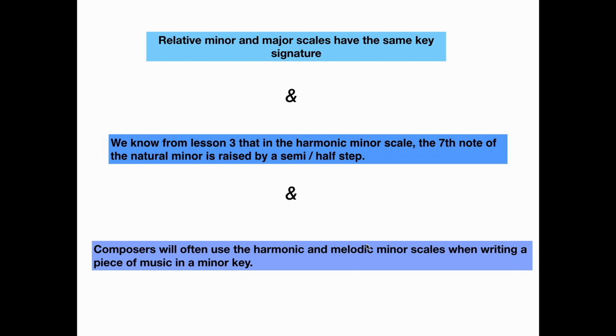However, if after looking through the music you note that there's a certain note name that is consistently altered through the use of an accidental, the next step is to check if this is the 7th note of the relative minor to that major key. Why? Because composers will often use these different harmonic and melodic scales when writing a piece of music. And as we know, the 7th note of these scales is sharpened.